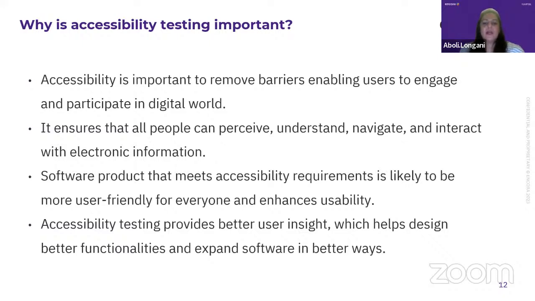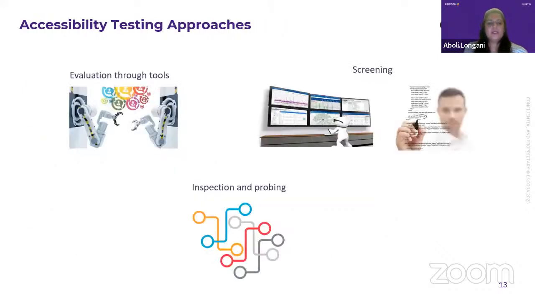Accessibility testing provides valuable insights into how different users interact with the product. This feedback helps developers and designers create better functionalities and expand the software in ways that accommodate a broad range of user needs. By prioritizing accessibility, we ensure that the content is usable, user friendly, and effective for a diverse audience. Moving on, these are three approaches: evaluation through tools, screening, and inspection and probing. These form a comprehensive strategy for ensuring that the e-learning content is accessible to everyone.